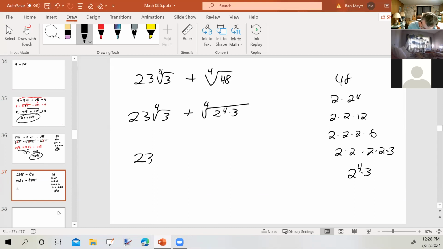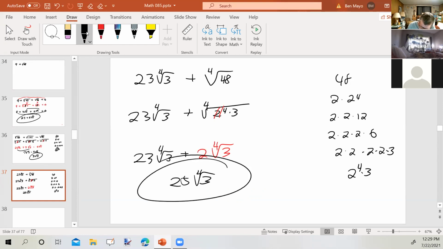So I've got 23 4th roots of 3 plus, what's the 4th root of 2 to the 4th power? That's a 2 outside. Oh, 23 4th roots of 3 plus 2 4th roots of 3 is 25 4th roots of 3. So simplify each radical and then combine the ones that you can.